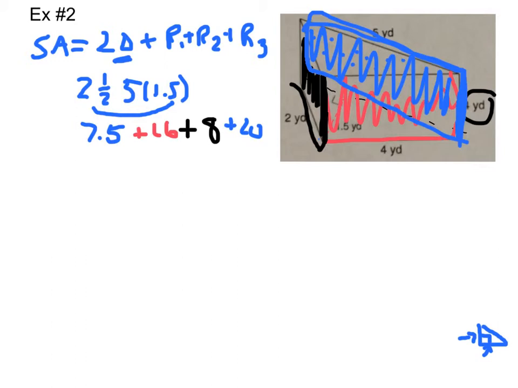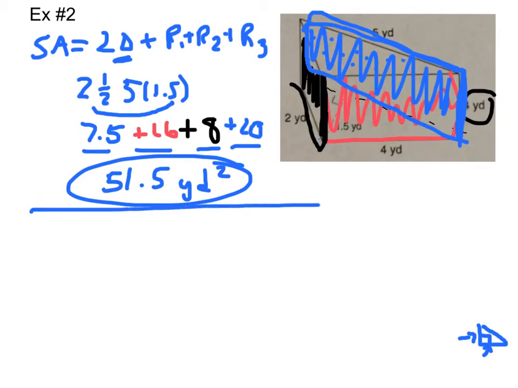So 16, 8, and 20. So then I take 7.5 plus 16 plus 8 plus 20. You have to break up surface area if it's not one of your formulas on the front. So when you do all this, I believe it ends up to be 51.5. Units, in this case, are yards, but it's surface area, so it's square yards.